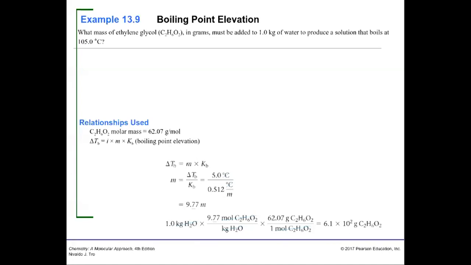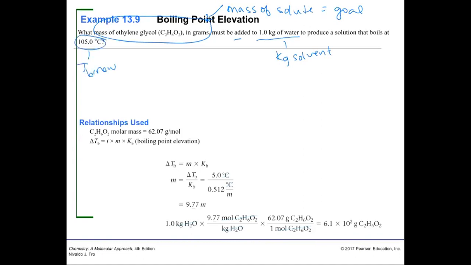So instead of asking for the new boiling point, this is asking what mass of ethylene glycol in grams must be added. So we're trying to find the mass of the solute. That's our goal. It must be added to 1 kilogram of water. So here's our kilogram of solvent, to produce a solution that boils at 105 degrees Celsius. So this is our Tb new. Water is our solvent. Ethylene glycol is another non-electrolyte, so our I is going to equal 1.